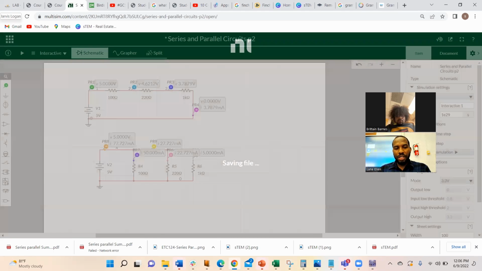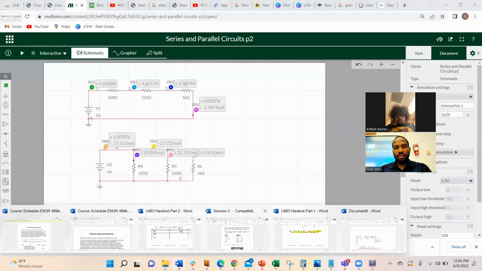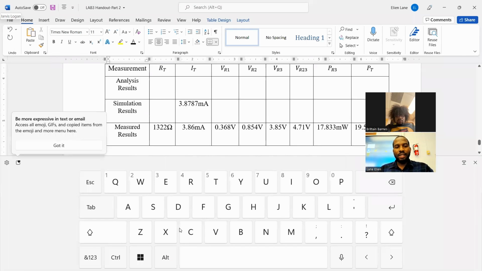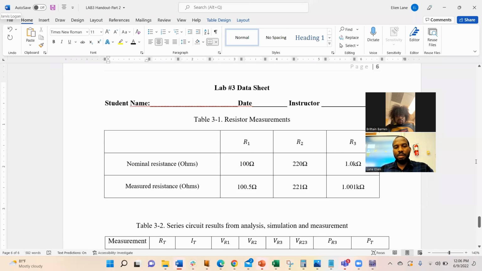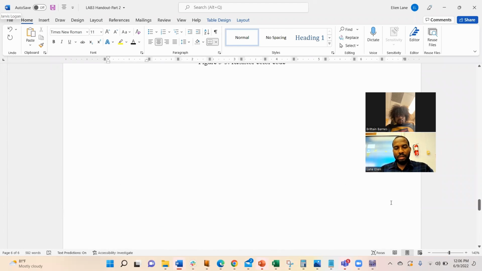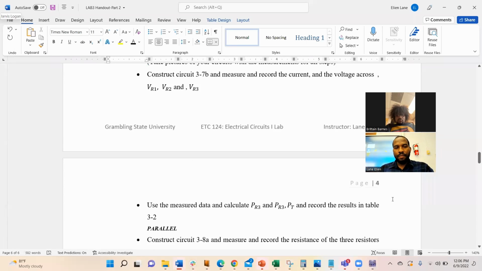So if we look at our procedure for part 2, after we have done so we talked about the analysis first, then we talked about the simulation. Now we come to the measurement, right?